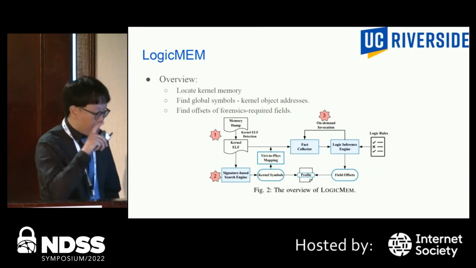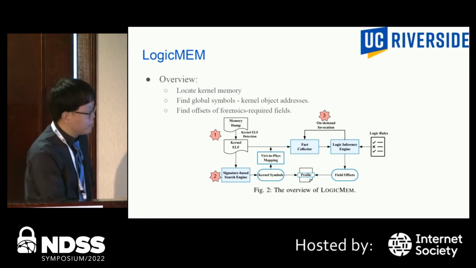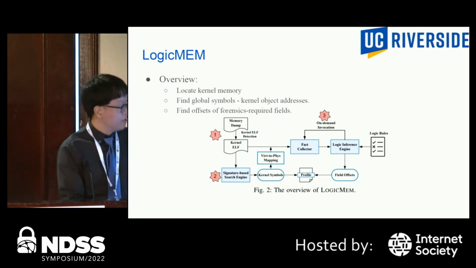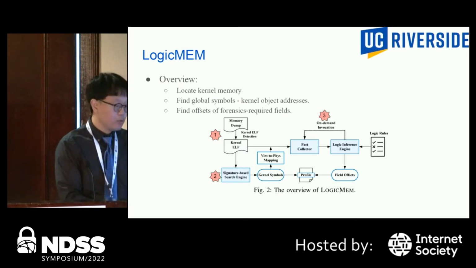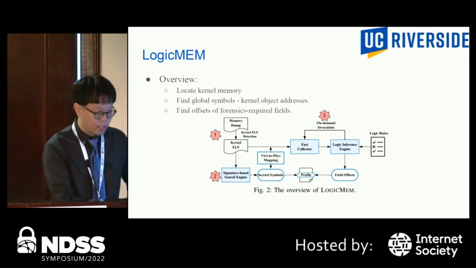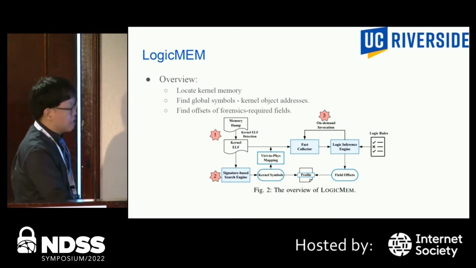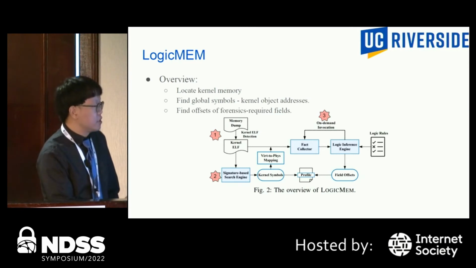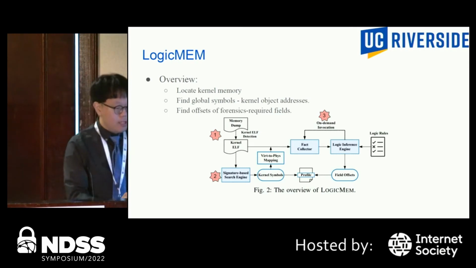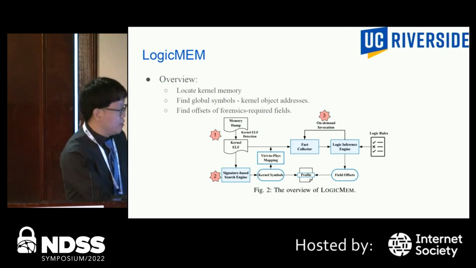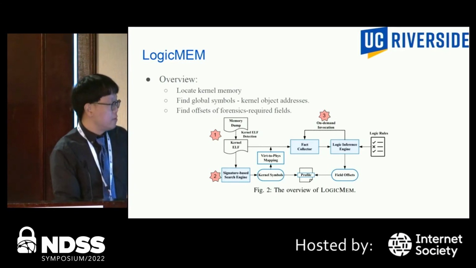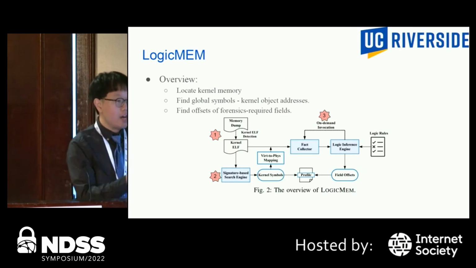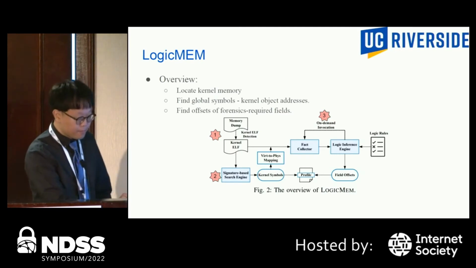To tackle that problem, this is the overview of our proposed approach, LogicMEM. We take the memory dump as an input. Then we first use a signature-based searching method to recover the kernel symbols from the memory. After we find the kernel symbols and locate the objects, we use a logic inference approach to infer the offsets of forensics-required fields.